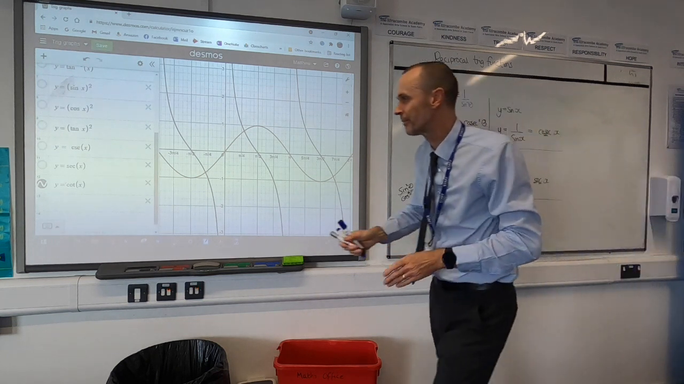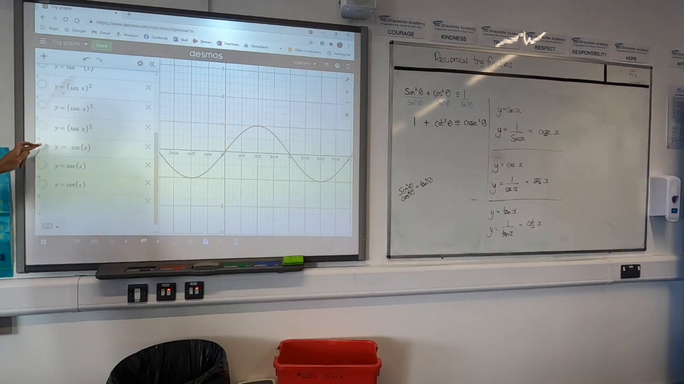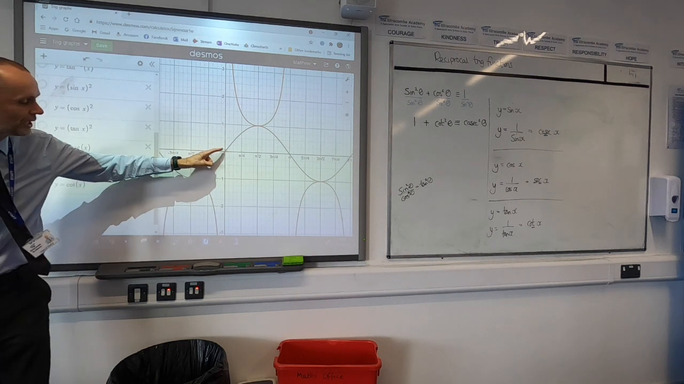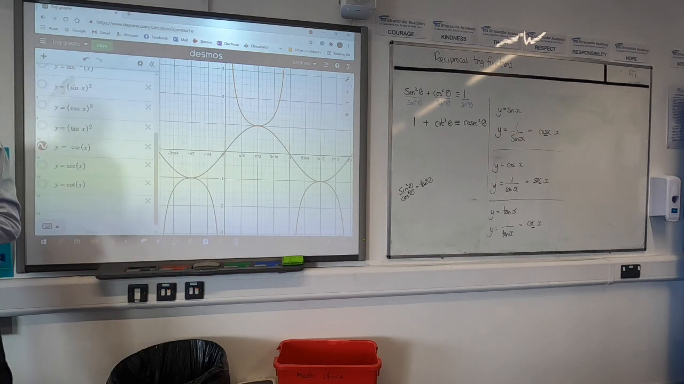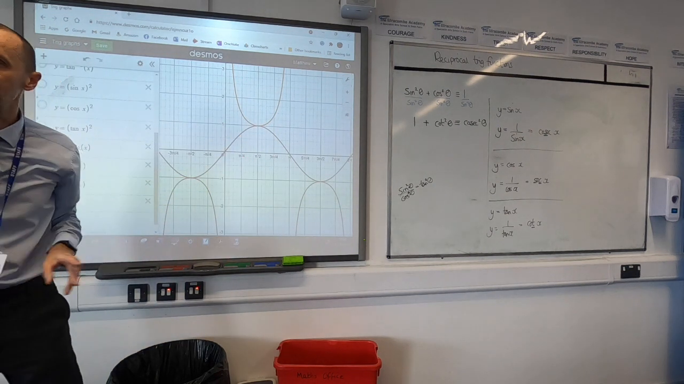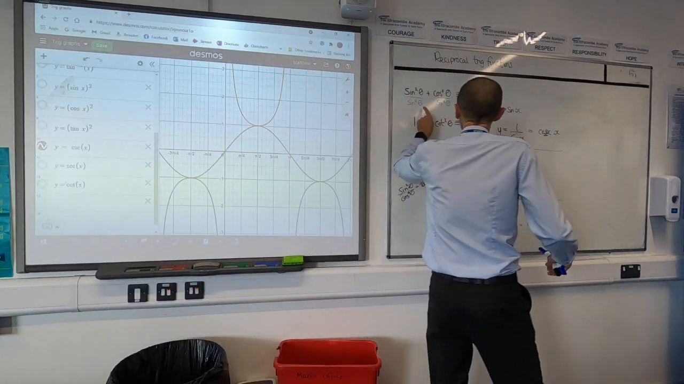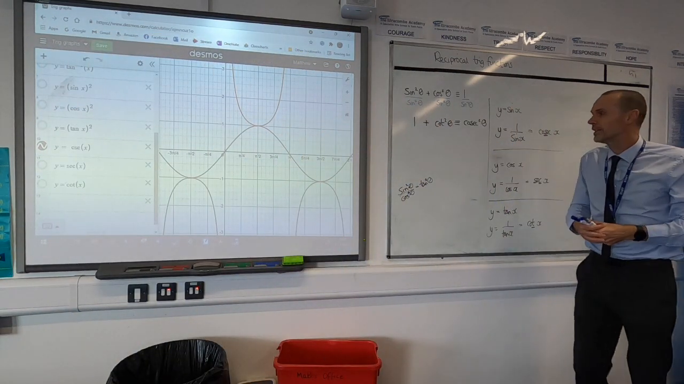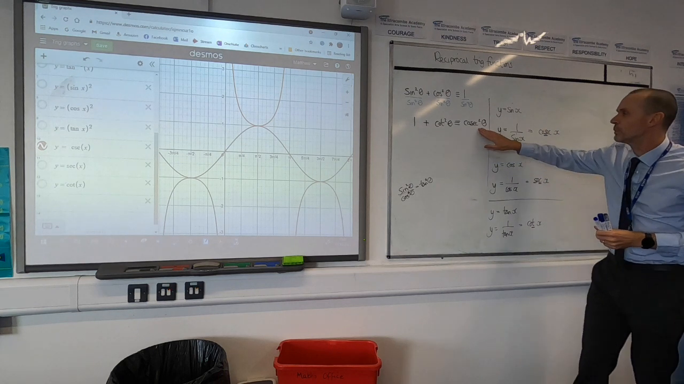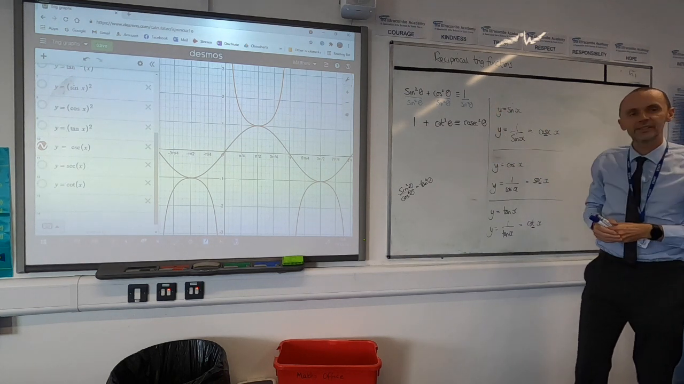What about cosec? When sine is 0, cosec is not defined. So I'm allowed to do this naughty thing because I get an equation which couldn't have an answer that would make sine theta equal 0.